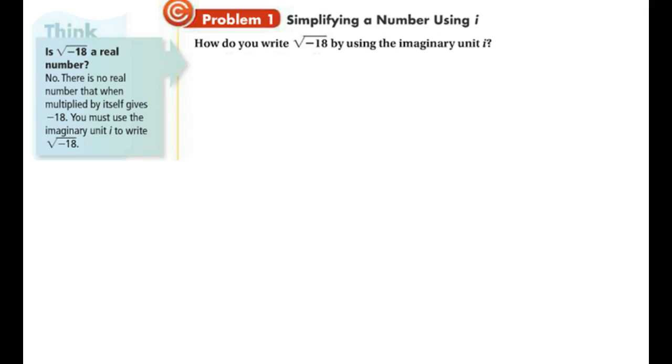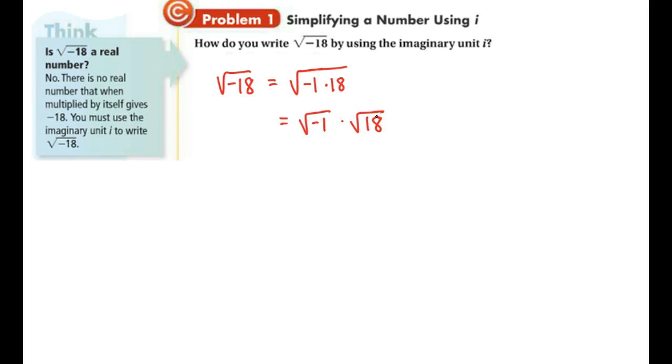In example 1, we need to figure out how to write square root of -18 by using the imaginary unit i. So first of all, we know that square root of -18 is not a real number because there is no real number that when multiplying by itself, it gives you -18. So that means we must use the imaginary unit i to write the square root of -18. So first step I'm going to do is rewrite the given, and then from there I'm going to factor out the -1. So I have, under the radical, -1 times 18. From there, I can break apart the radical, so I have square root of -1 times square root of 18.